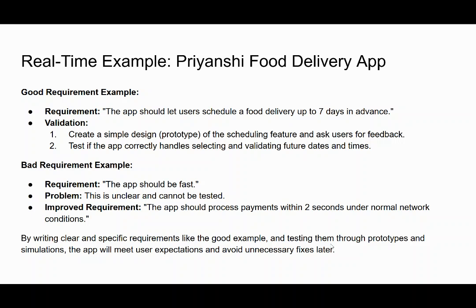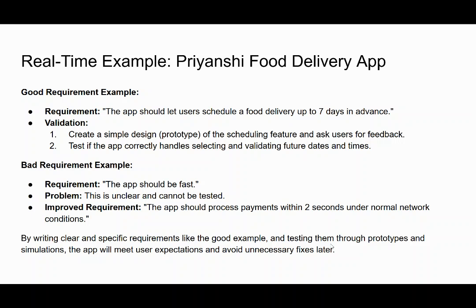So what is the validation technique? Create a simple design, meaning a prototype, a demo version of the scheduling feature, and ask users for feedback. They have prepared a prototype of this scheduling feature and are asking for feedback from the users. Then test if the app correctly handles selecting and validating future dates and times. They will test whether the prototype is working or not. So this is an example of a good requirement.